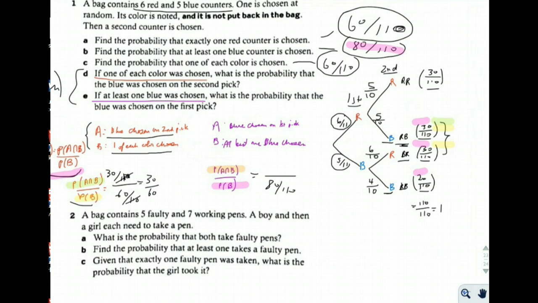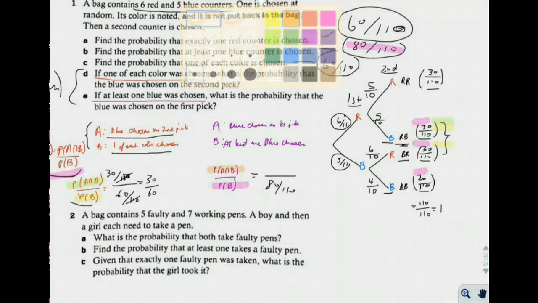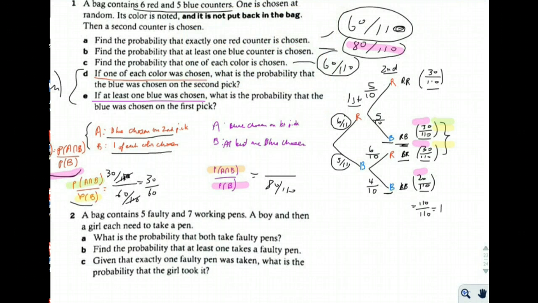And then what about the probability of orange? Orange is that blue was chosen on the first pick and at least one blue was chosen. So that would be blue chosen on the first pick, so that would be this one and this one. So that would be 30 plus 20, 50 over 110. And so if you divide that out, you would get 50 over 80.